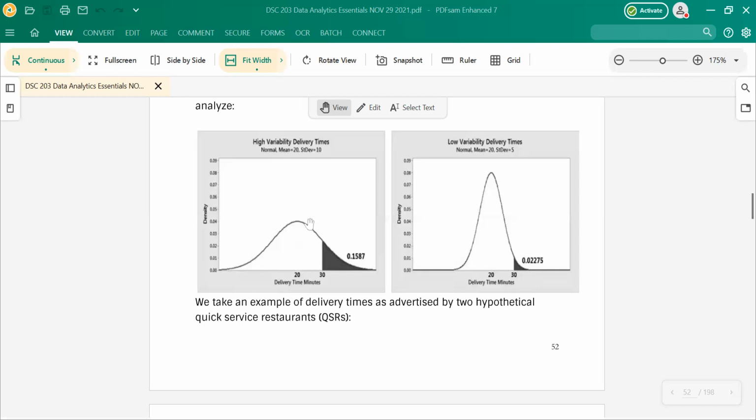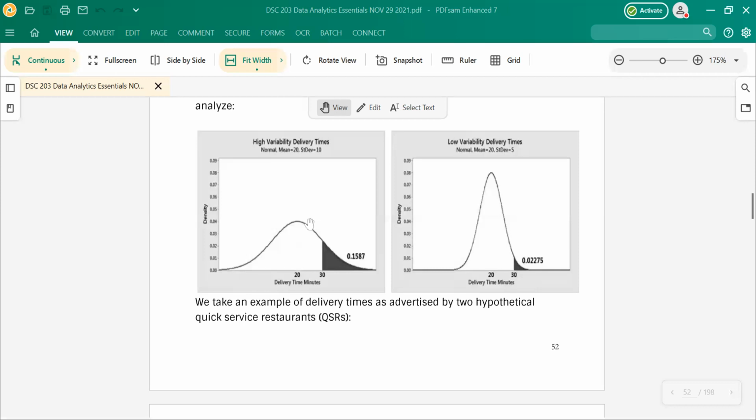Second one we should. Okay, if you want to spend more time, go for the first one only, I think, because they have high variability of delivery times. Yeah, so see, high variability also means that sometimes you get food very fast also.